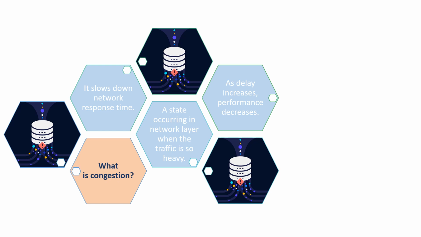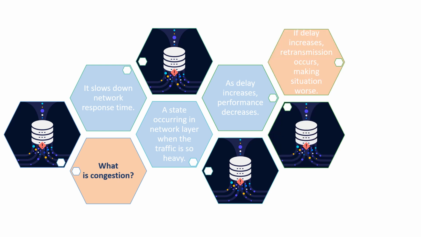And what are the effects of congestion? As the delay increases, the performance of the network decreases, and if the delay increases, a retransmission occurs, making the situation even worse. So these are the effects of congestion. So how can we prevent this congestion using some algorithms? We can see in this video.